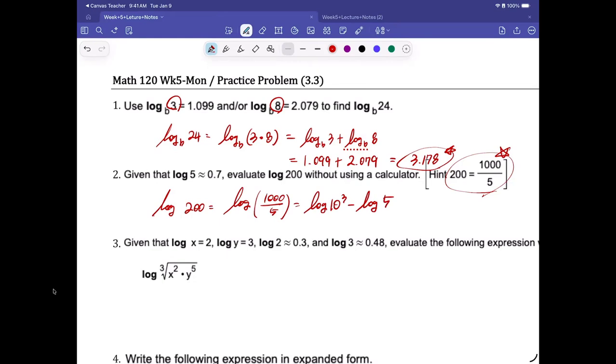Like that, isn't it? 1,000 means 10 cubed. But remember, the base is 10. Log base 10 of 10 is 1. So the answer is what? The exponent is 3. This one is 3, minus 0.7. So that's why this is 2.3. So you're going to see this example, okay?